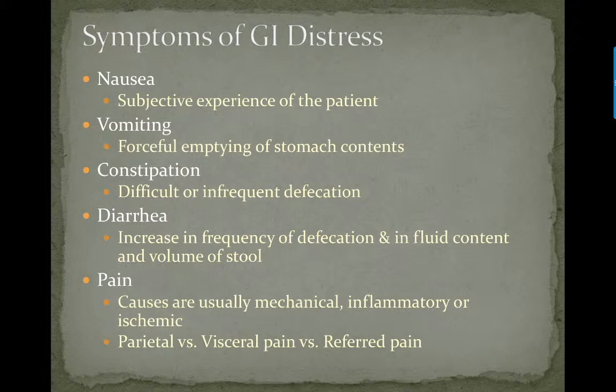Referred pain is generally visceral pain that's felt at some distance from the affected organ. For example, acute cholecystitis often refers to the right shoulder. Pancreatic pain is often felt in the back. Ovarian pain is often felt in the shoulder of the same side. So a lot of times, because of the innervation of nerves that run through the whole abdominal cavity, you might have patients with referred pain.